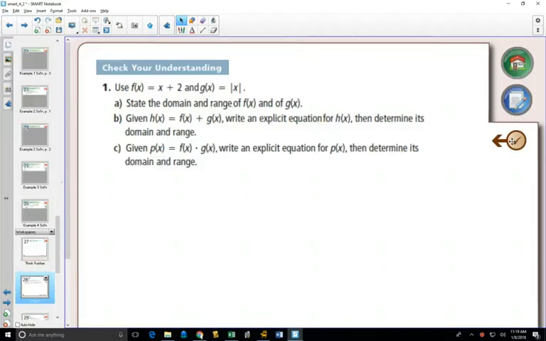Here we have two functions, a line plus an absolute value function. State the domain and range of both. Write an explicit equation for adding and an explicit equation for multiplying.